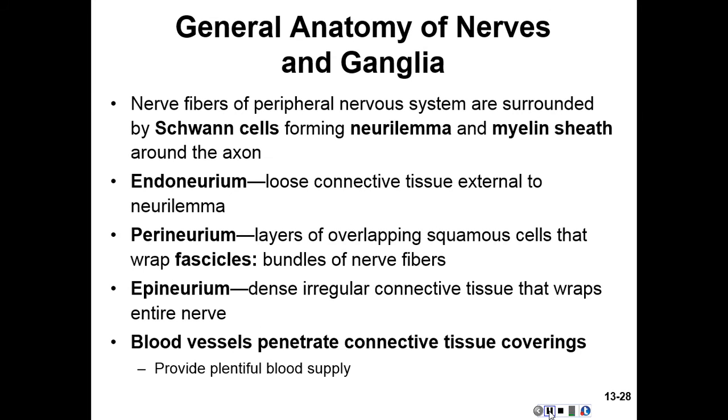Alright, Schwann cells or neurolemma. Schwann cells are these fibers covering the nerves to insulate them, so that speeds up conduction. The endoneurium is loose connective tissue on the entire nerve cell neurolemma. The perineurium surrounds an individual fascicle, and the epineurium surrounds the nerve itself. And remember I showed you where the blood vessels penetrate the connective tissue covering in order to bring nutrients in and to remove waste.